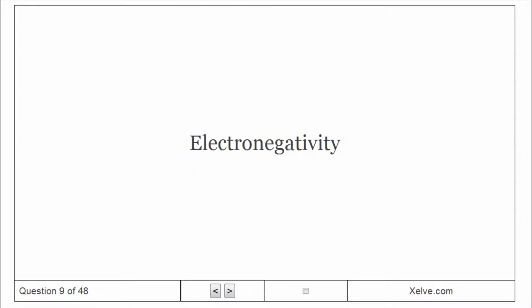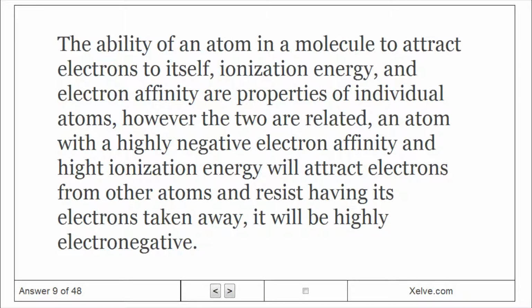Electronegativity. The ability of an atom in a molecule to attract electrons to itself. Ionization energy and electron affinity are properties of individual atoms. However, the two are related. An atom with a highly negative electron affinity and high ionization energy will attract electrons from other atoms and resist having its electrons taken away. It will be highly electronegative.